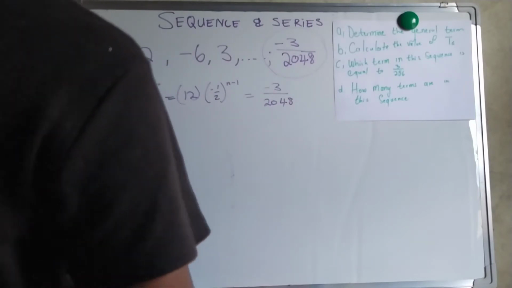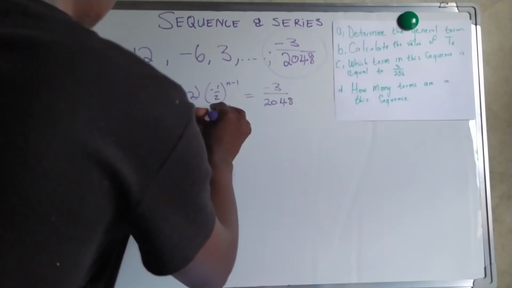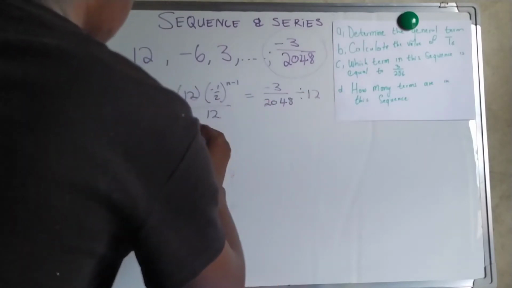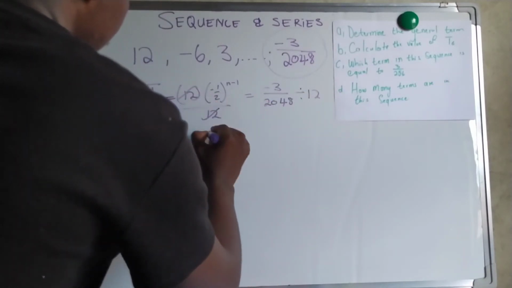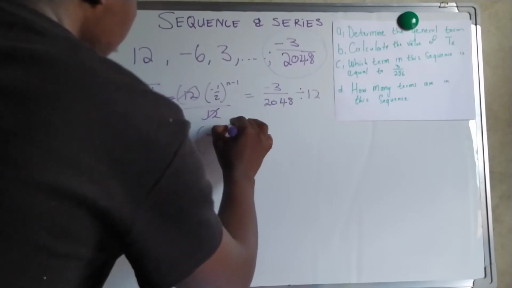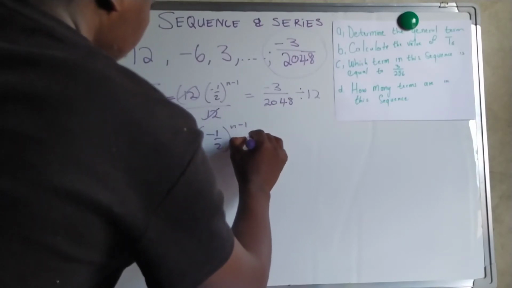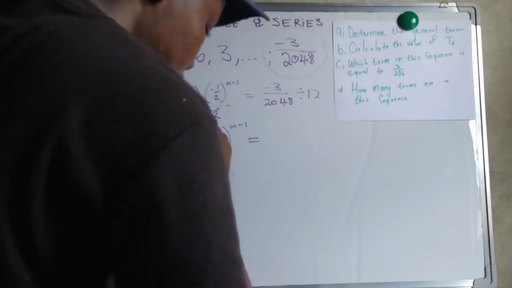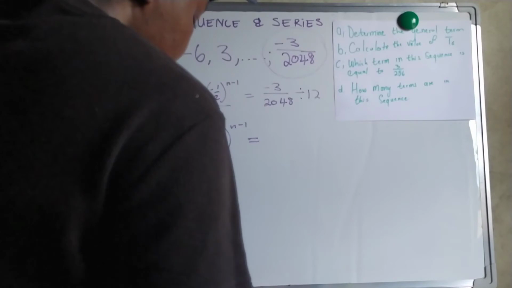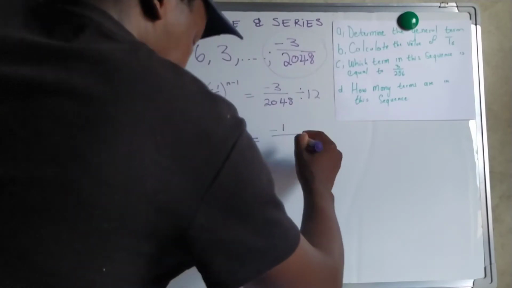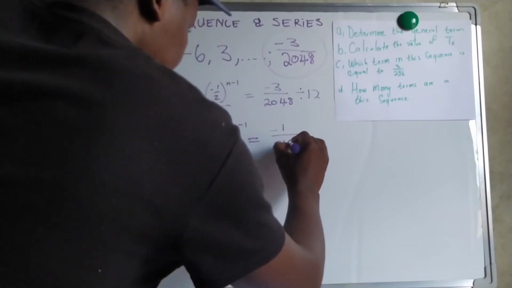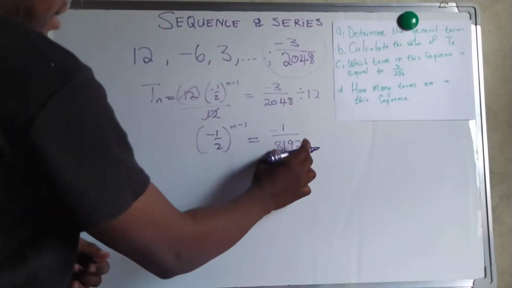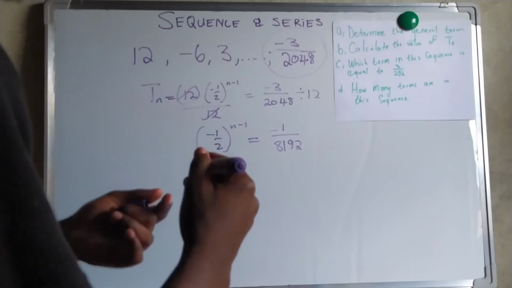Okay, and then we do what we did. We're going to divide by 12. Okay, so we're going to have negative half to the exponent n minus 1. This term gives you negative 1 all over 8,192. And again, here we're going to look for a way to represent this as 2 to the exponent something.